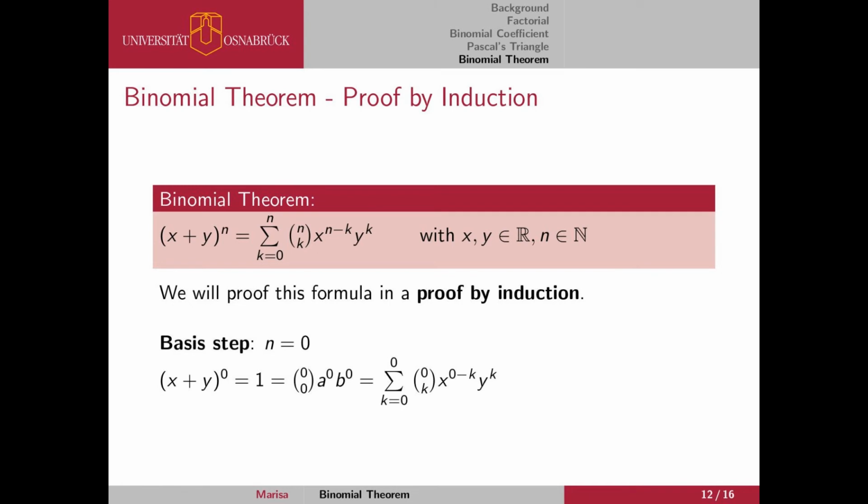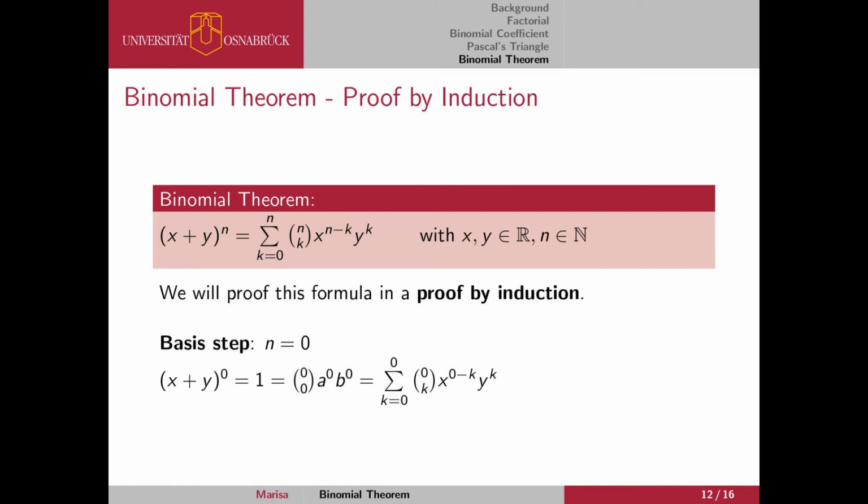First of all, we start with the basis step. In this case, it means we set n equals 0, because in our definition of the theorem, it states that n is an element of the natural numbers, and the first natural number is 0. And what we do in the basis step now is that we replace each n in our formula by a 0 and check whether the equation still holds.